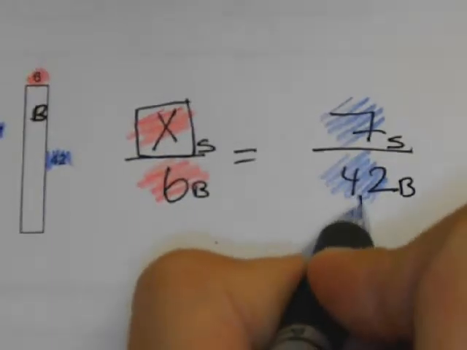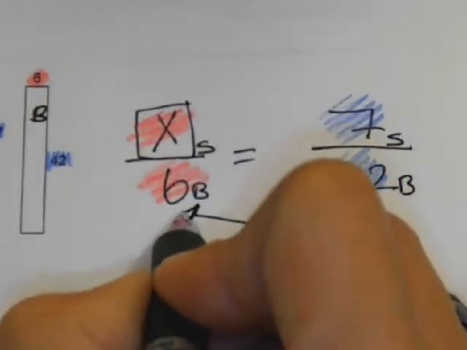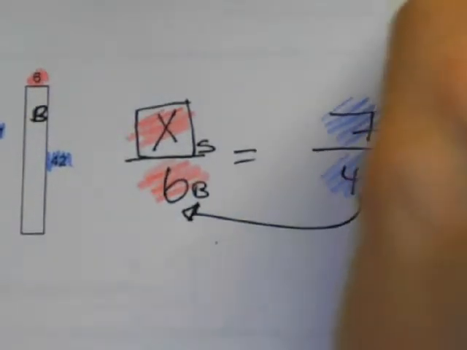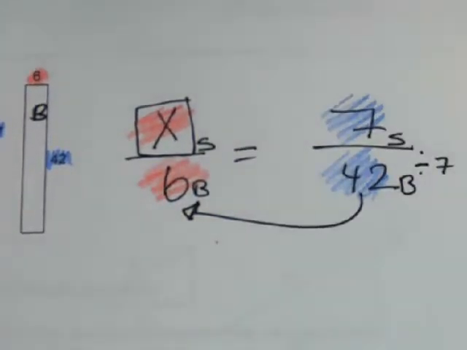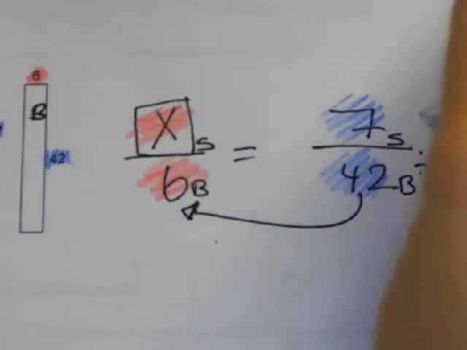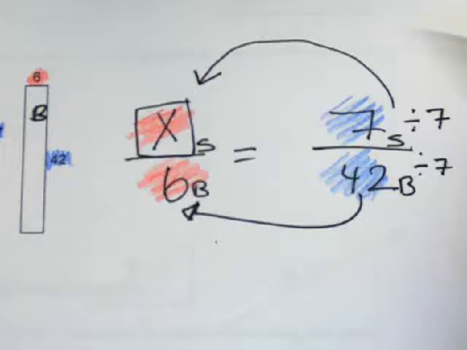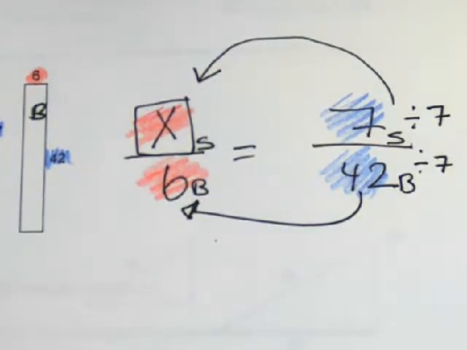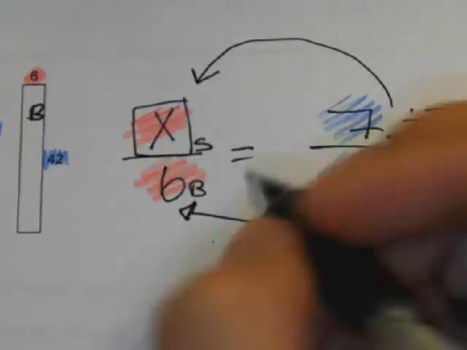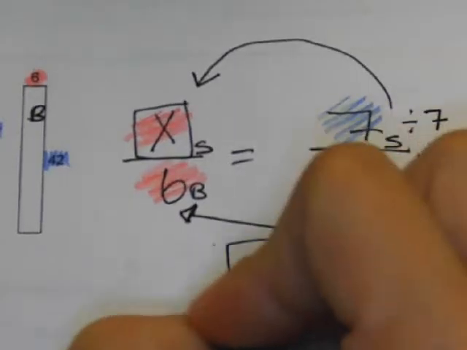Alright, is there a relationship? How do I go from 42 to 6? Divided by 7. So what do I do on the top? Divided by 7 going this way. What's 7 divided by 7? So x equals 1.